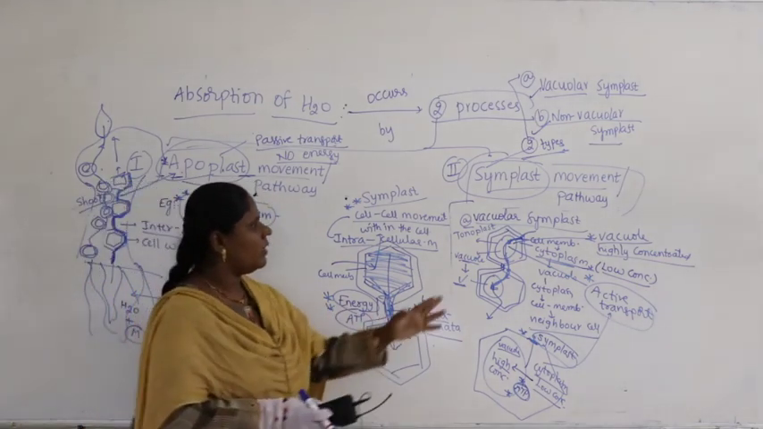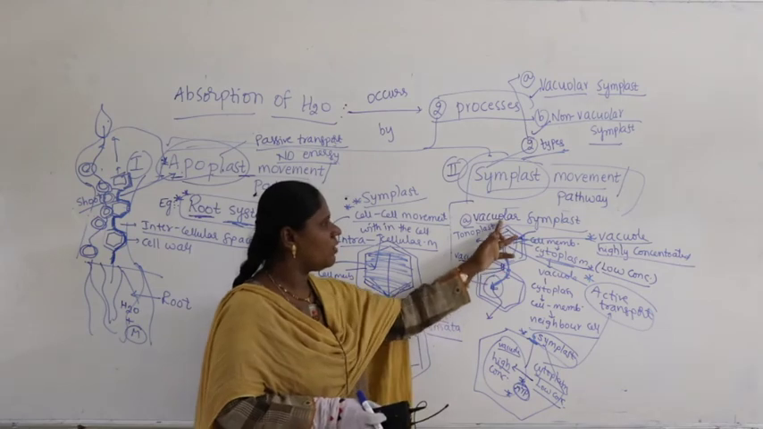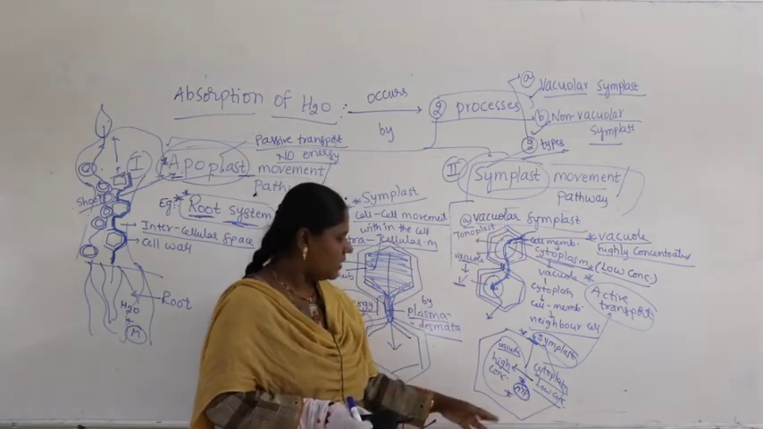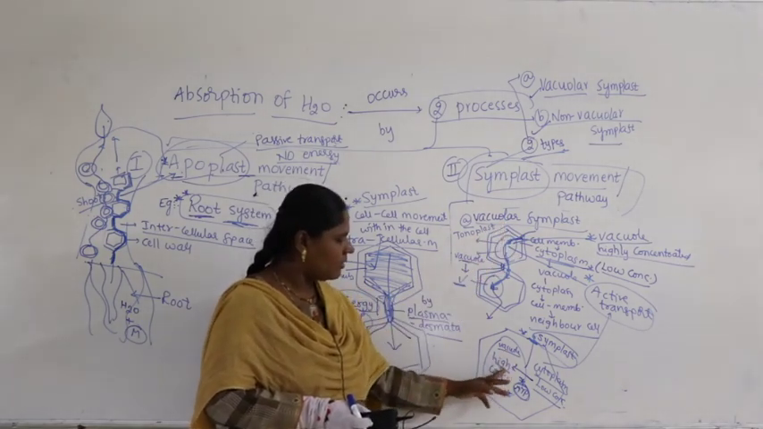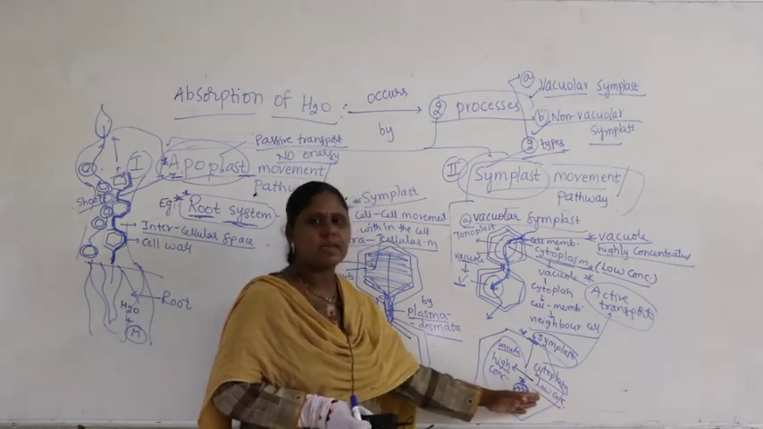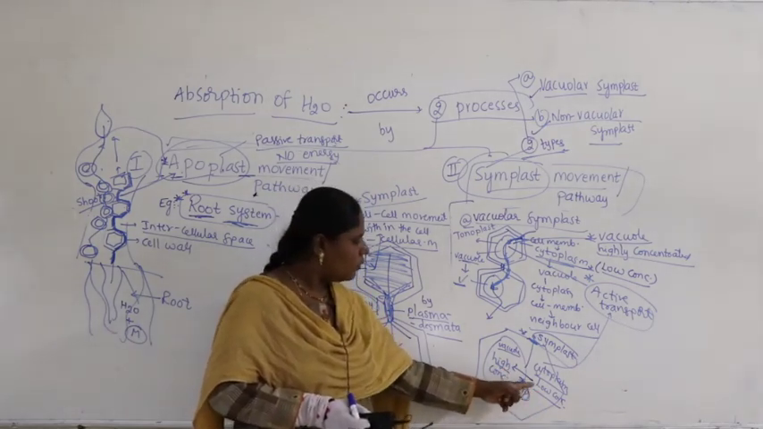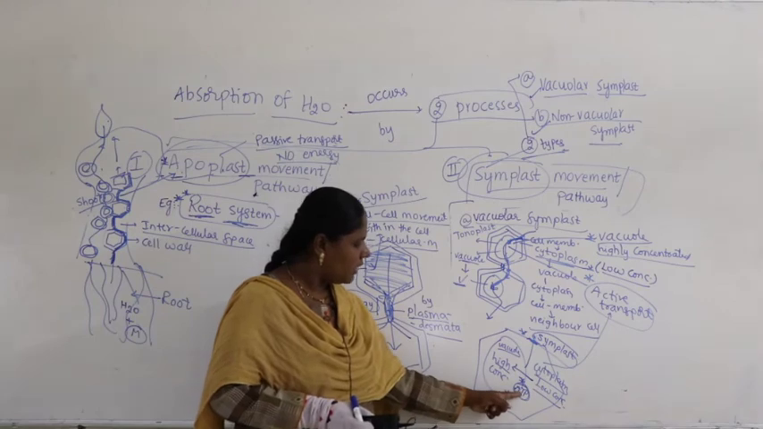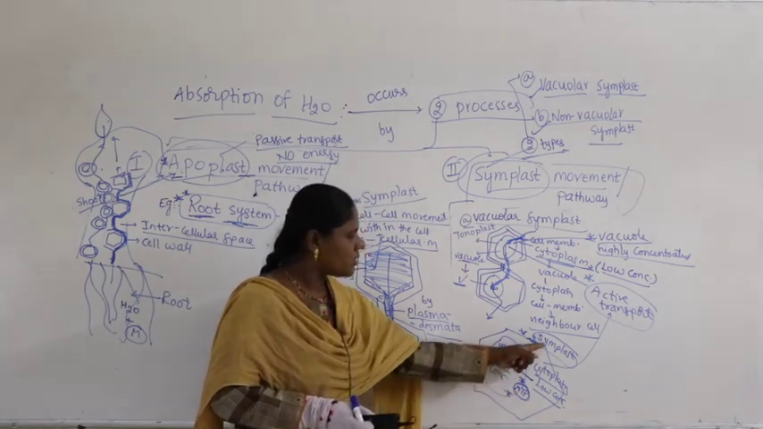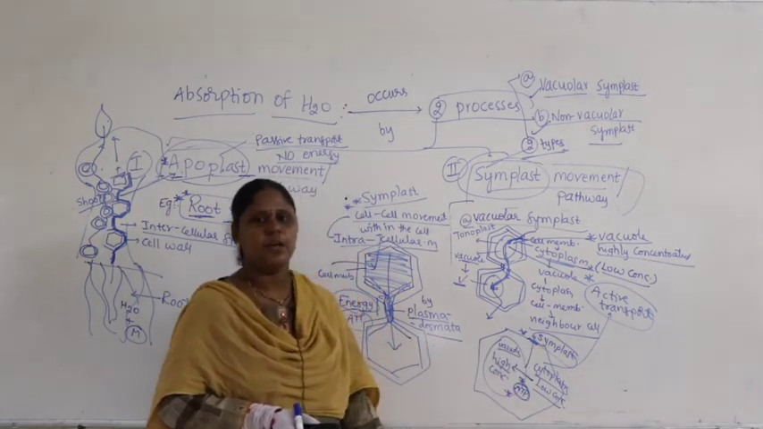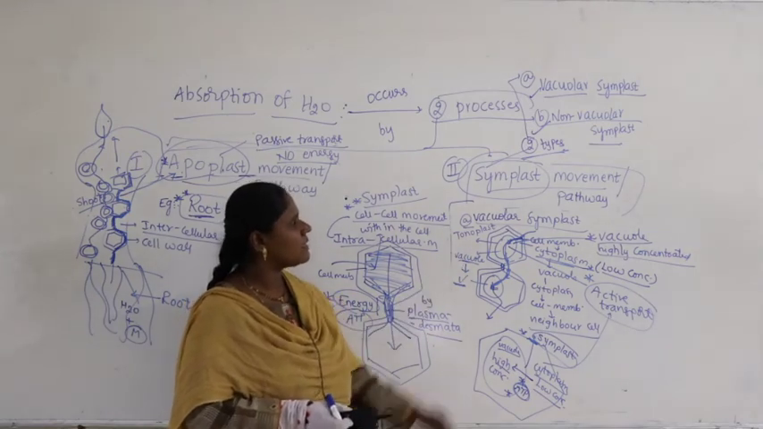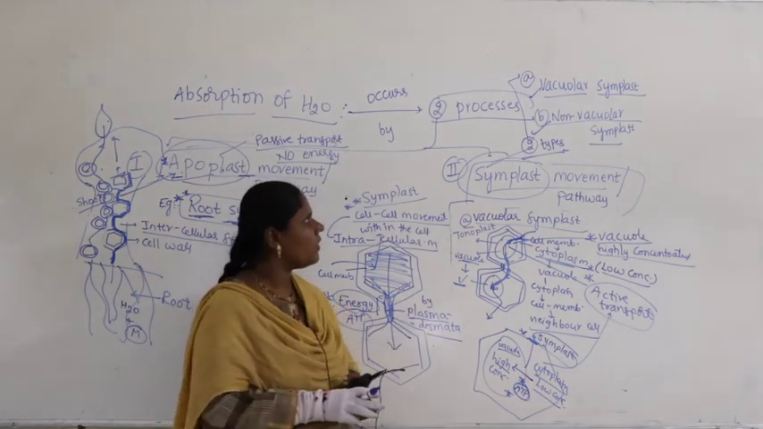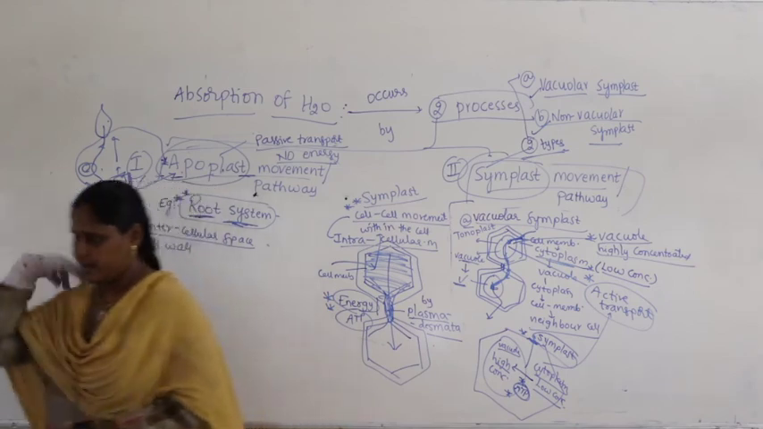Vacuole to vacuole movement is called vacuolar symplast. Now what's happening here? The vacuole has high concentration, the cytoplasm has low concentration, and movement is from low to high with the help of ATP or energy. This is called symplast or active transport. Now what do we have to discuss? The second one: non-vacuolar symplast.